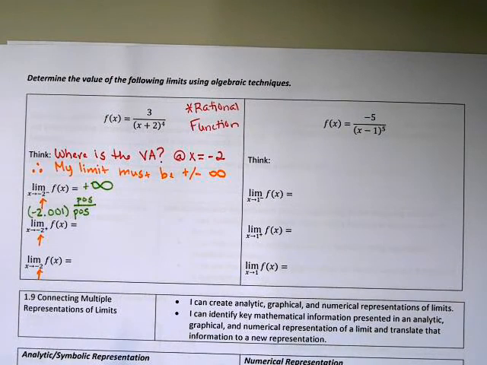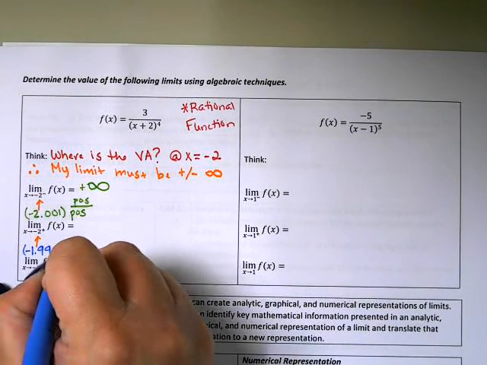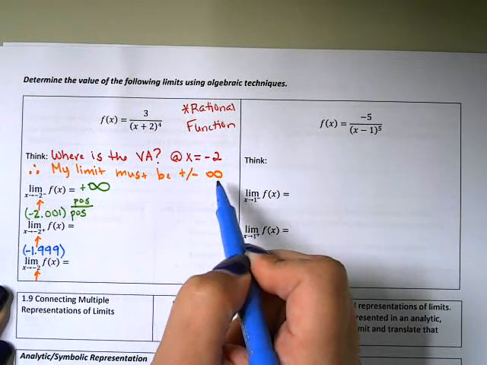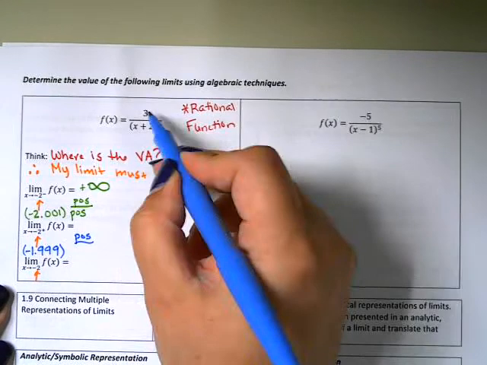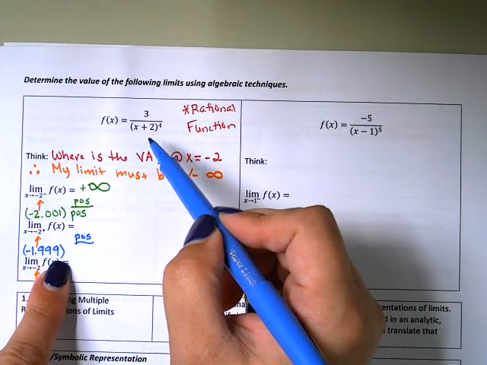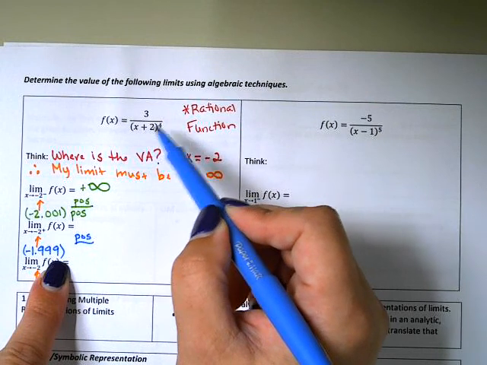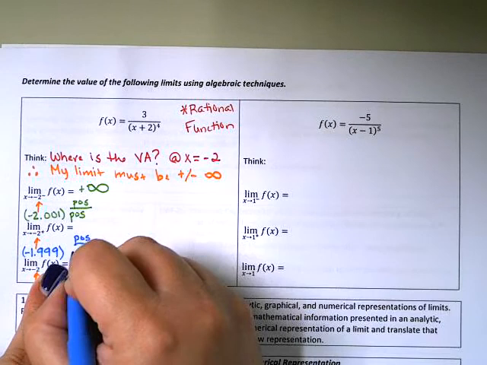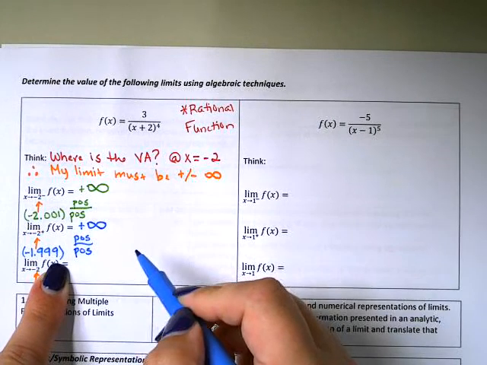Let's look at the next one then. If I want to approach negative 2 from the right, in my head I'm thinking negative 1.999. And again, because I'm approaching where there's a vertical asymptote, I know that it's got to either be positive or negative infinity. I just need to figure out which one. My numerator is going to be positive because it's always 3. Looking at my denominator, if I plug in negative 1.999 and add 2, I'm going to get a super small positive number, and I'm going to raise it to the 4th power, which still means I'm going to get a really, really small positive number. Which means this limit, as I approach it from the right side, is also positive infinity.